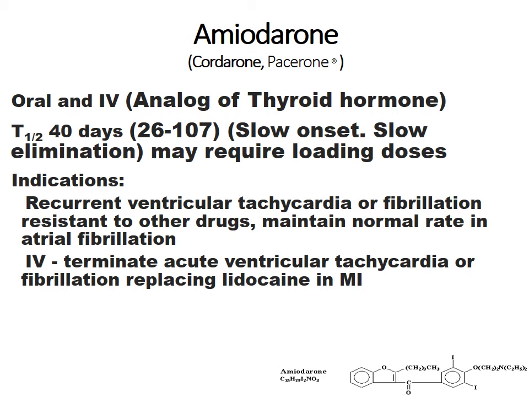In order to overcome that and get to a faster steady state, because I mentioned 4 to 5 half-lives just to get to steady state, that could take a long time. So we go ahead and give loading doses of the drug in order to get them at a steady state level, and then give the maintenance doses afterwards. Our indications could be recurrent ventricular tachycardias or fibrillation resistant to other drugs. It's good to maintain normal rate in AFib. And if you're giving IV, it can be used to terminate acute ventricular tachycardias or fibrillation.